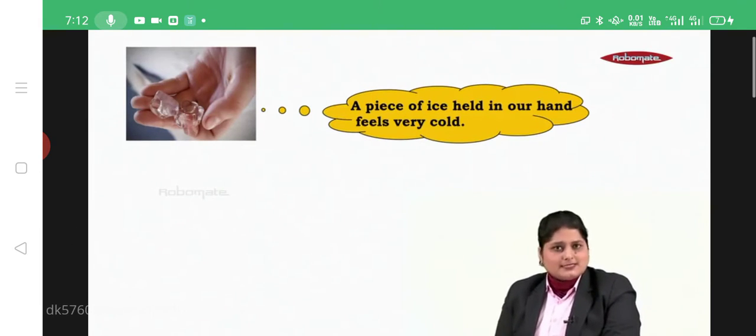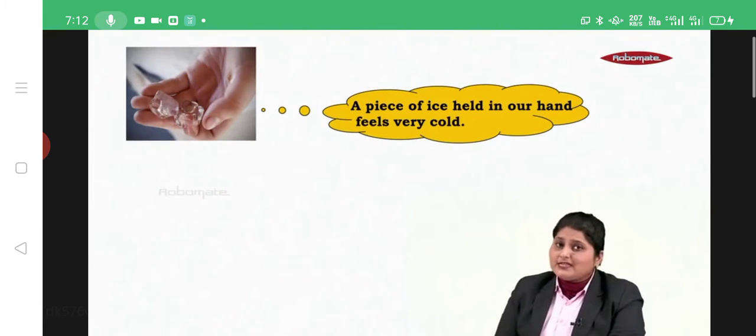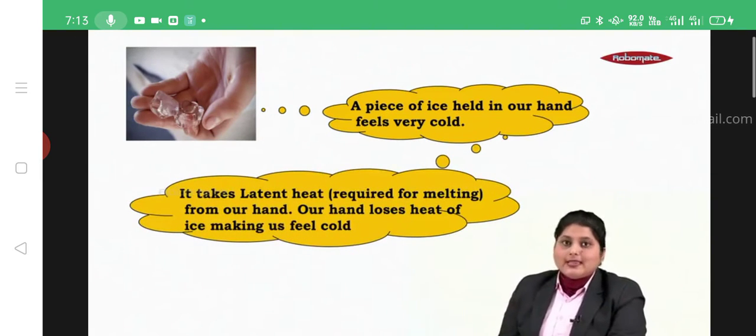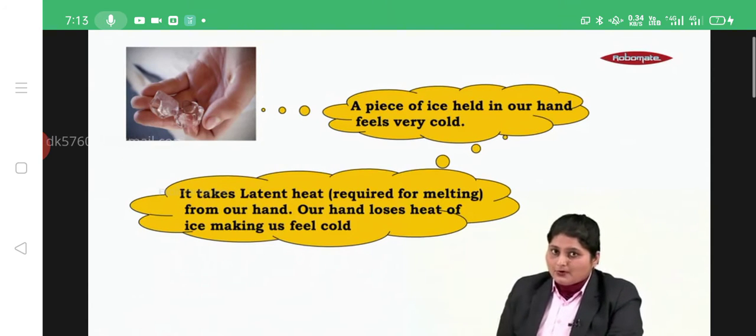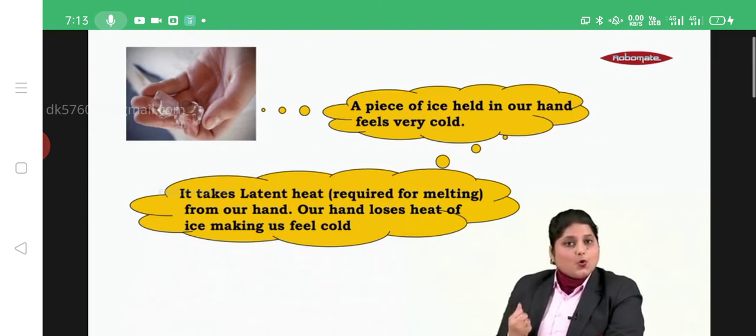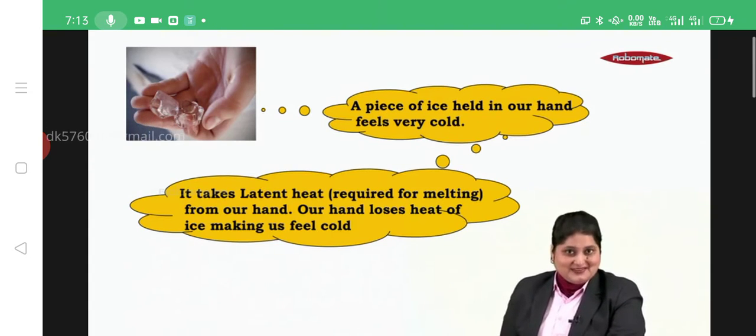A piece of ice held in our hand feels very, very cold. This is a fact that we observe. Why? It takes the latent heat required for melting. Of course, whenever you take ice, it melts. It takes that latent heat required for melting from our hand. Our hand loses its heat and the ice makes us feel cold. Amazing fact about it, right? So now we know the reason behind it. It is all about latent heat of fusion.